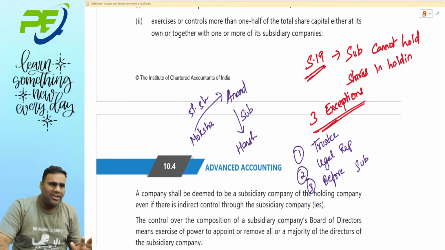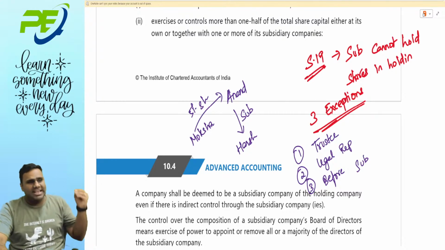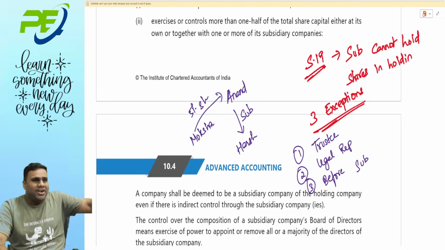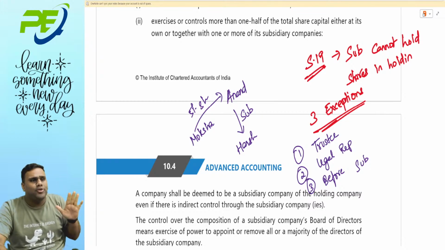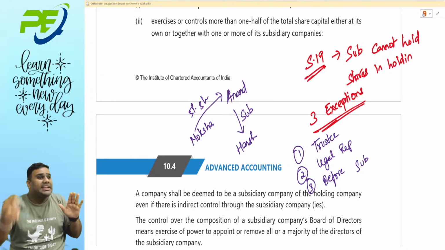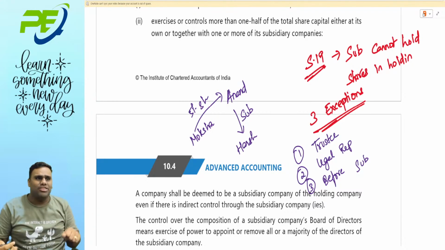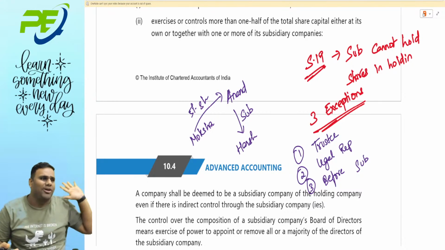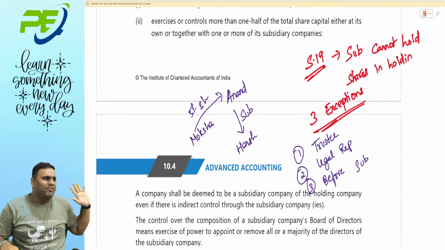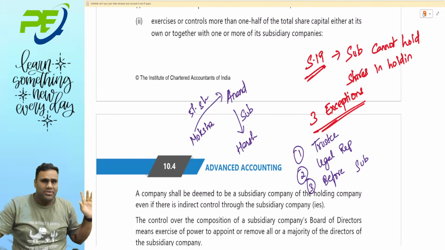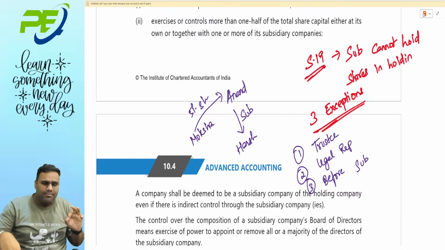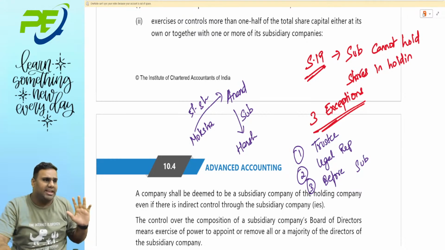Now, will Moksha live forever? No. We pray she lives for 100 more years. After 100 more years, when she dies, what will happen to her shares? Transferred to Harsh Limited. Now, Harsh Limited, being a subsidiary, is holding shares of holding company. Allowed by law.